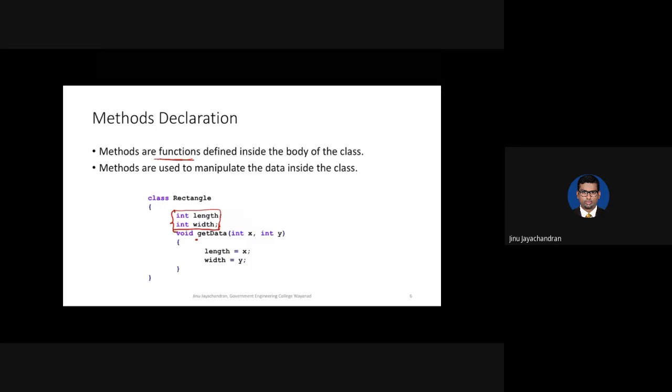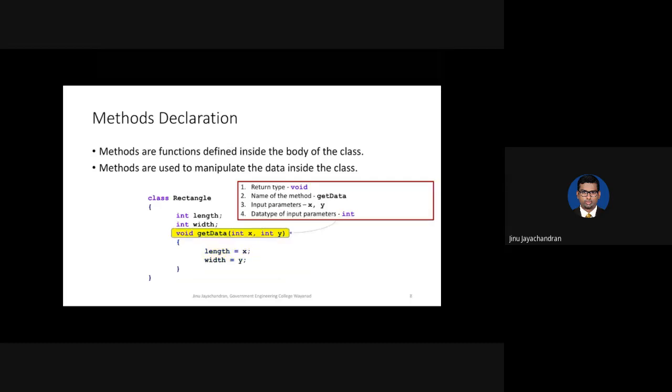So if you look at this example, the class is Rectangle, same as before. This we have defined previously. Then we have defined the method getData. So in the method you have a function declaration. The first line is a function declaration. We say void, which means it is not returning anything. Then we give the name of the function, which is getData.